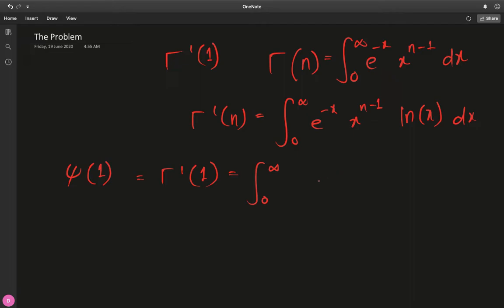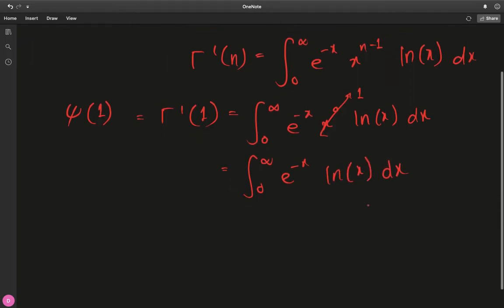In place of n, we just have to put 1. So e raised to negative x times x to the 1 minus 1 is 0 times natural log of x dx. This will go to 1. So we are left with integral from 0 to infinity of e raised to negative x times natural log of x dx. And we basically have to work with this integral to find the digamma of 1.